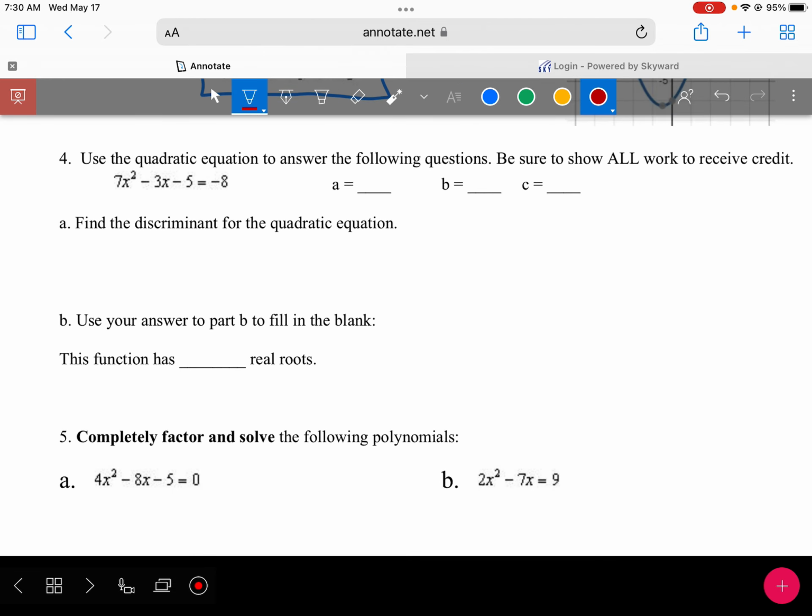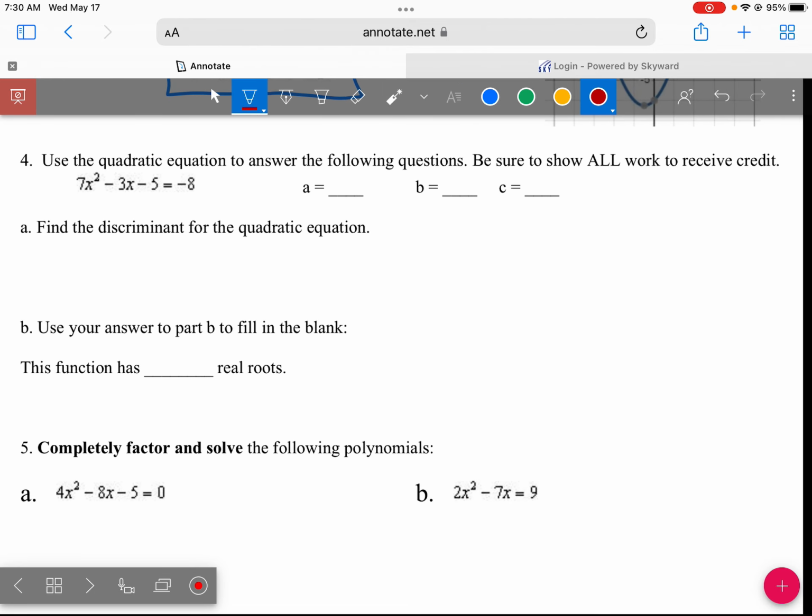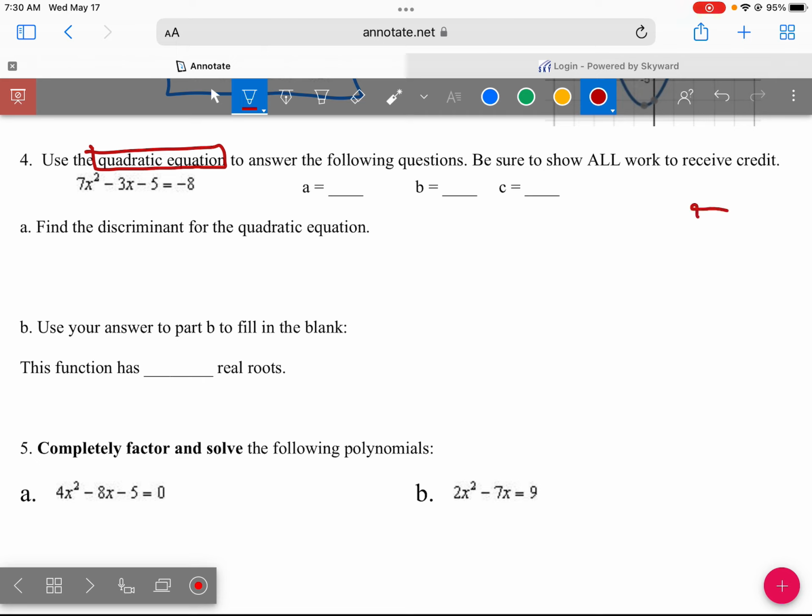Let's go to number 4. It says, use the quadratic equation to answer the following questions. Be sure to show all work to receive credit. All right, so quadratic equation. And be sure to show our work to receive credit to answer. Okay, so first of all, I have 7x squared minus 3x minus 5 equals -8.